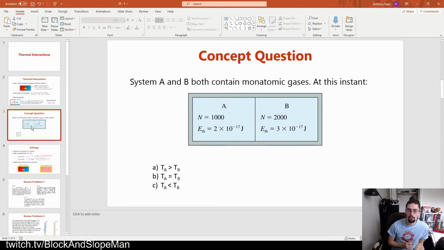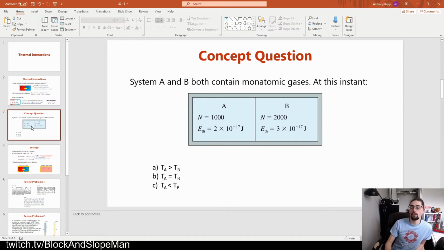Let's think about it like this. Thermal energy can be expressed as the sum of the individual energies of every single particle, right? We're basically taking every single particle, measuring its kinetic energy, putting it into a bin, and then we add all of the particles up, and that should be our total thermal energy.